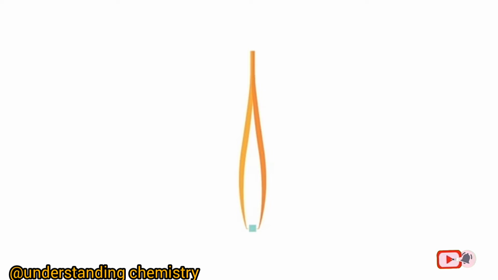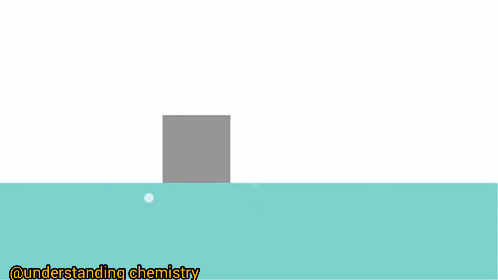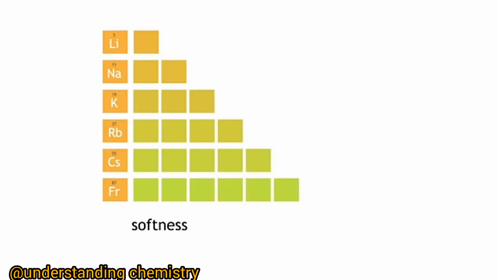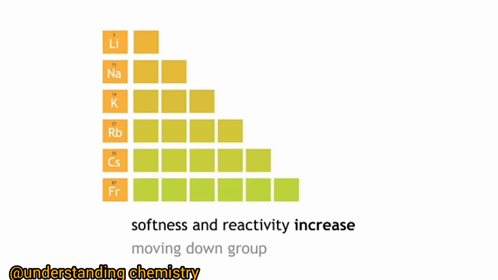Ensure that a very small piece of potassium is used and stand far back as it may spit. You may also hear a small popping noise due to the combustion of hydrogen. All alkali metals float on top of water. This is in contrast to the alkaline earth metals, or the group 2 metals, which sink when they react with water. So moving down the group, alkali metals become increasingly soft and react with increasing vigor with water.